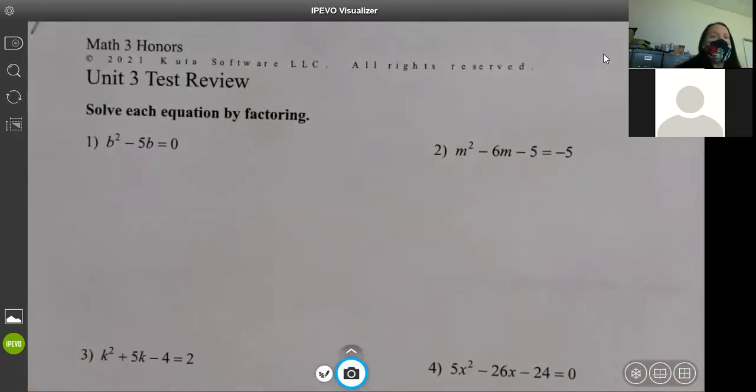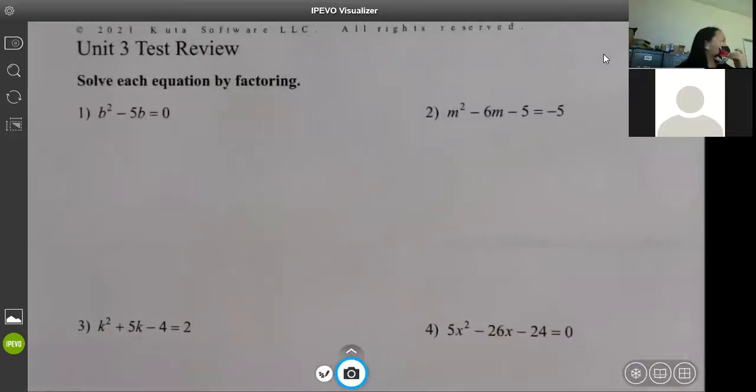All right, I think it's all on EDIA too. I don't think there's anything in Canvas this time. It's all on EDIA. All right, so solve each equation by factoring.